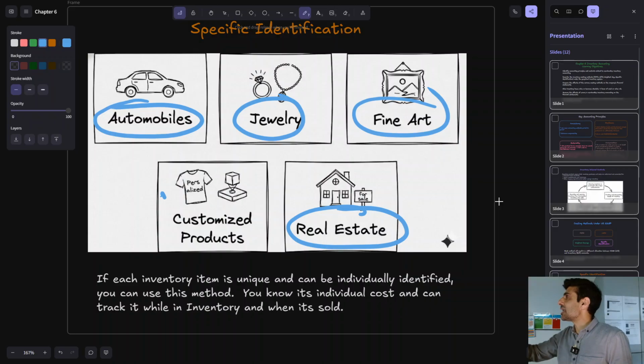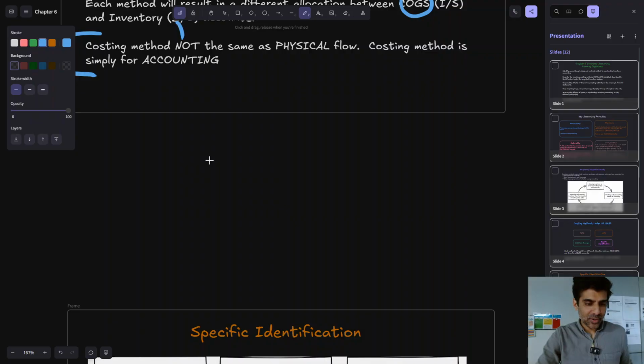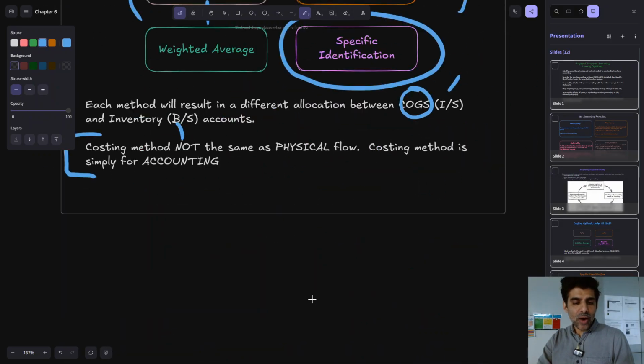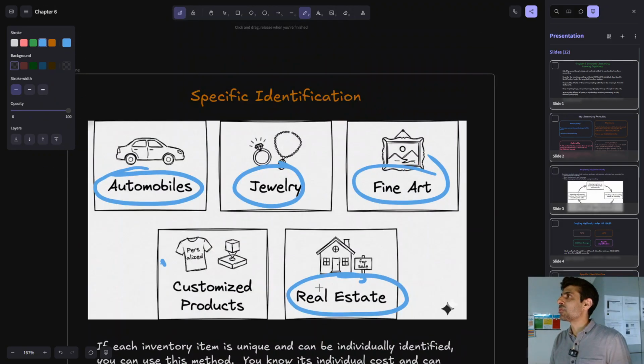So each individual item in your inventory has to be trackable. Because again, the toilets are kind of the same as the example I was doing above. These could have been 10 units of toilet bought for some amount. Because I can't individually track these 10 toilets versus these, since they're all the same model of toilet, I can't really use specific identification because they're all different costs. So the key takeaway is that each individual item has to be trackable in order to use specific identification.